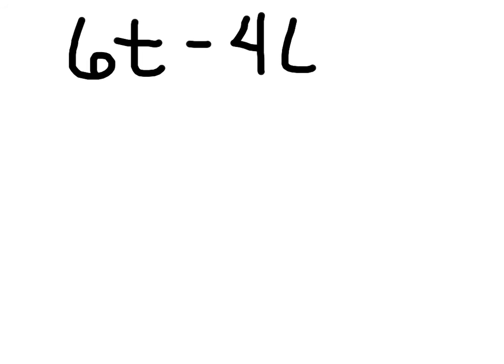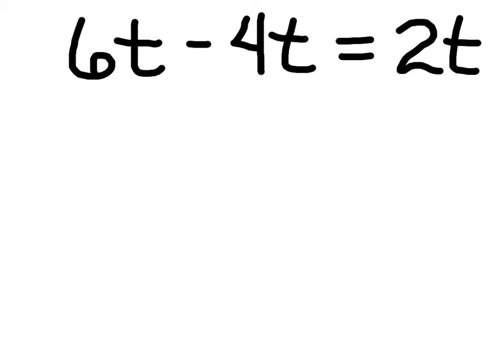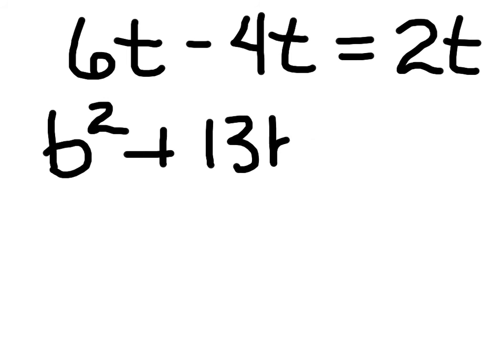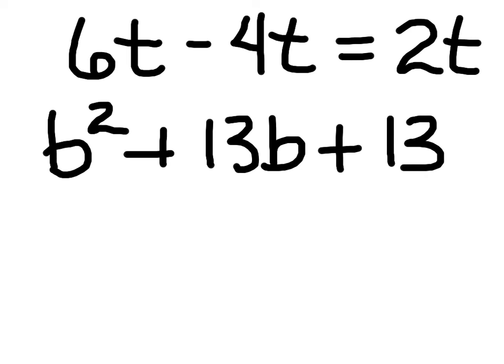Yes. So on the check your progress, it says 6t minus 4t. What would we end up with equivalently? 2t. All right. And then we have 4b squared plus 13b plus 13. Can we combine anything there? No. So it's already simplified. So if you get that in your classwork and you can't combine anything, you just say simplified.